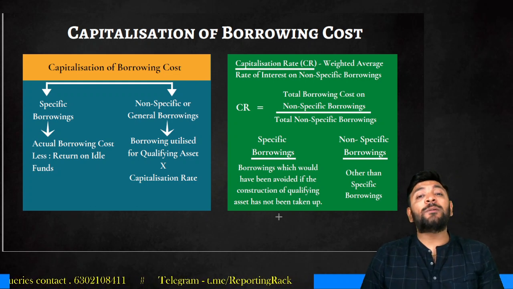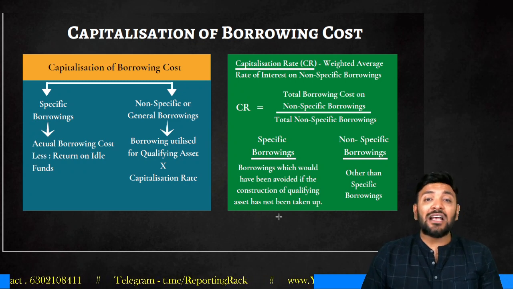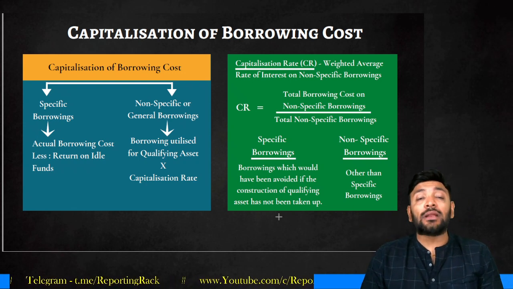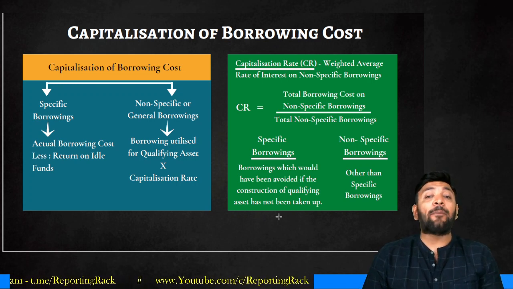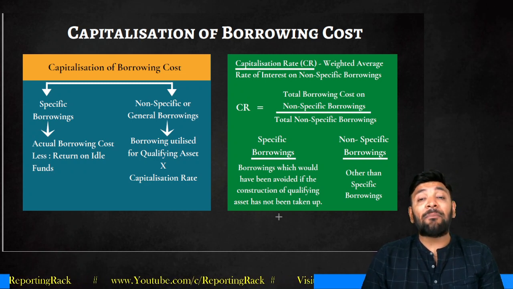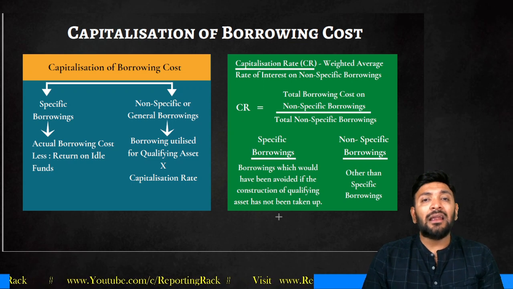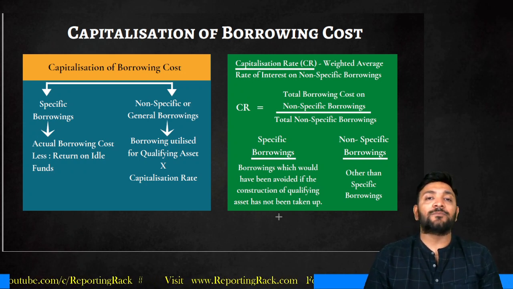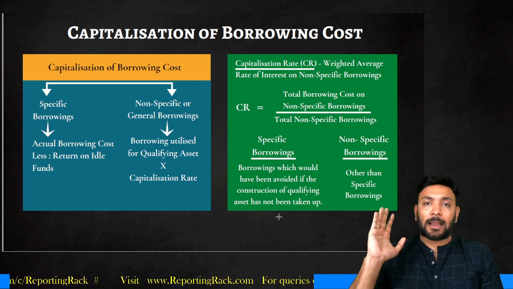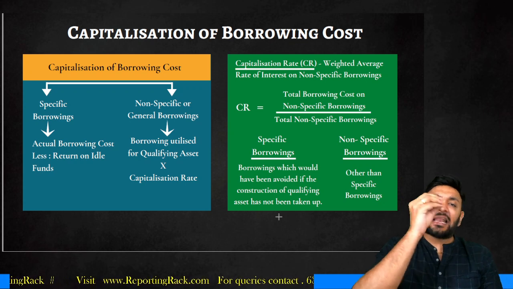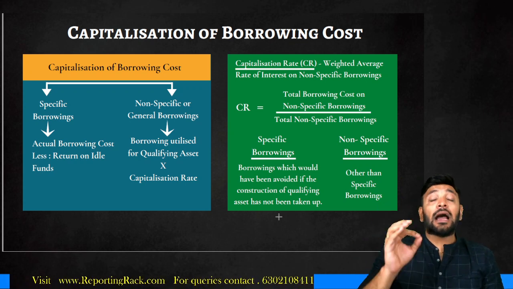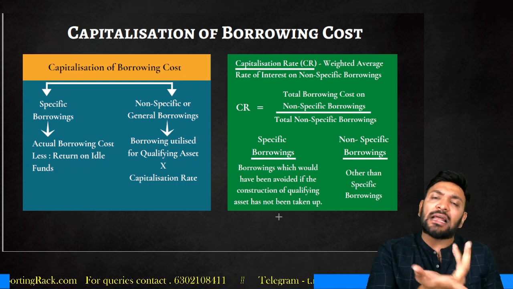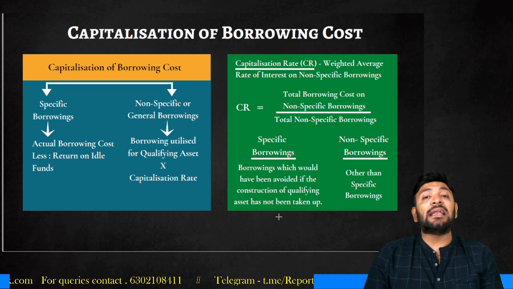Clear? On non-specific or general borrowing, I can't take the actual borrowing cost because the entire general borrowing may not be utilized only for the construction of the qualifying asset. Therefore, the standard says the amount utilized out of the non-specific borrowing multiplied by the capitalization rate. What is this capitalization rate? Capitalization rate is nothing but the weighted average rate of interest on all non-specific or general borrowings. There are multiple non-specific borrowings in my company. For the purpose of the qualifying asset, I've utilized a borrowing out of each one of them. Then I will consider the weighted average interest cost. If there is only one general borrowing, then no weighted average, only that interest will be considered. So this capitalization rate is a weighted average rate.